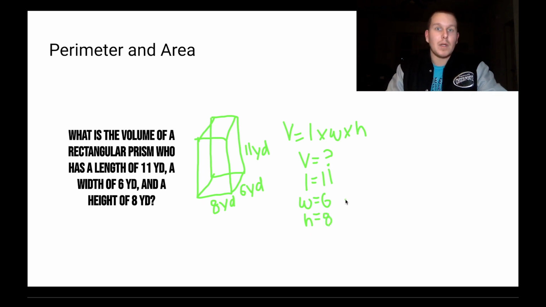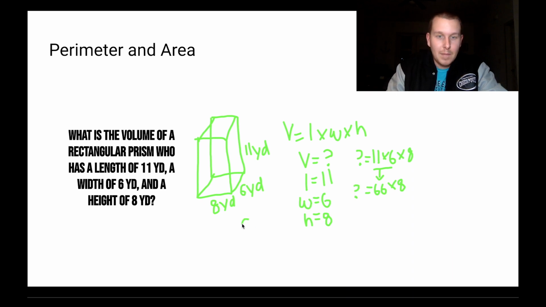Now we replace the letters with what we know. So we're going to go question mark equals 11 times 6 times 8. So 6 times 11 would give us 66 times 8. Now this one's going to be a little trickier because 66 times 8 is probably not something we can do in our head. So I'm going to come over to the side, stack my numbers up, and do the standard algorithm.